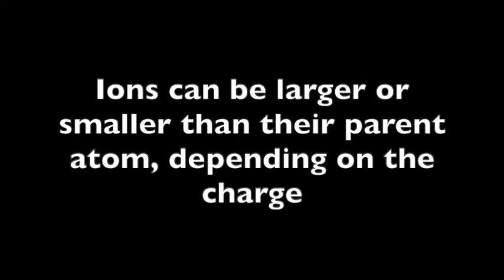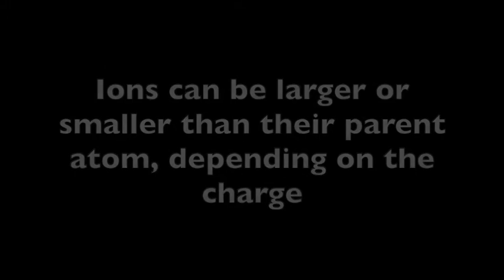Ions can be larger or smaller than their parent atoms depending on the charge. Let's look at cations first. A cation is formed when electrons are lost. Cations are typically formed from metals on the left side of the periodic table.